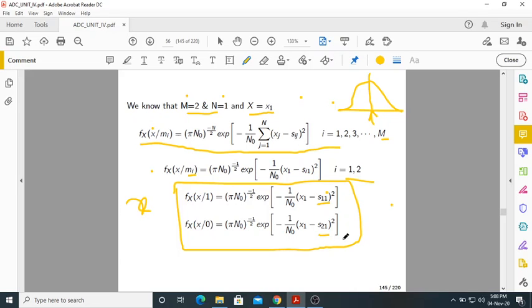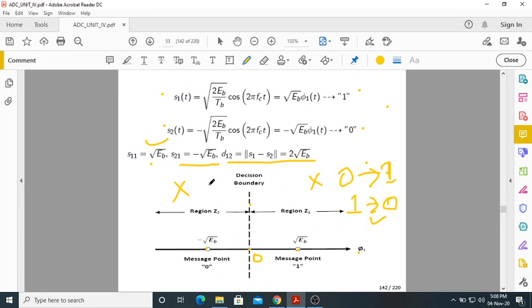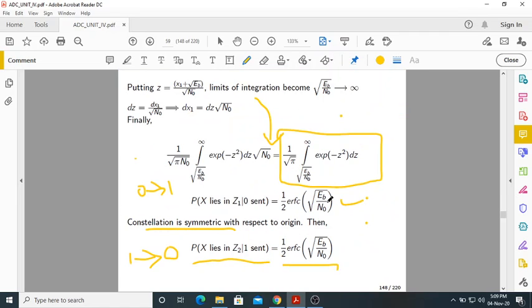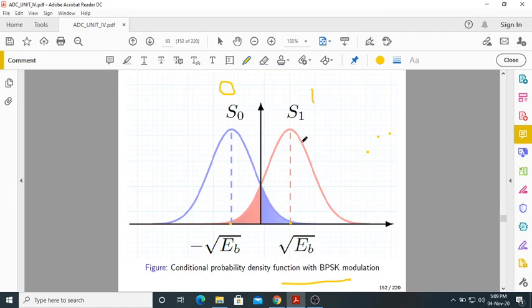For symbol 0, the mean is S21. What is S21? Minus root Eb. For symbol 1, what is the mean? S11. What is that? Root Eb. So this is the conditional PDF of x given symbol 1 is transmitted, with mean root Eb. That's why this Gaussian curve is symmetric about root Eb. Similarly, this is symmetric about minus root Eb. So these are the two conditional PDFs of BPSK modulation. Now where is the threshold? This is the threshold.